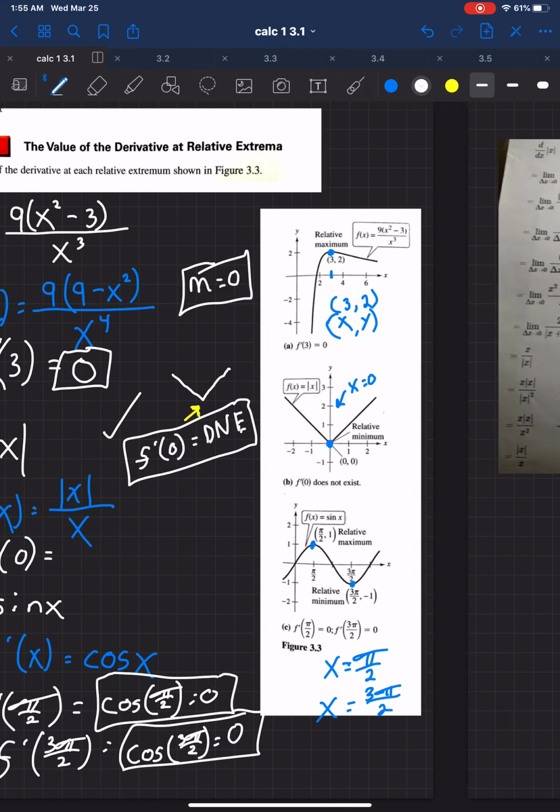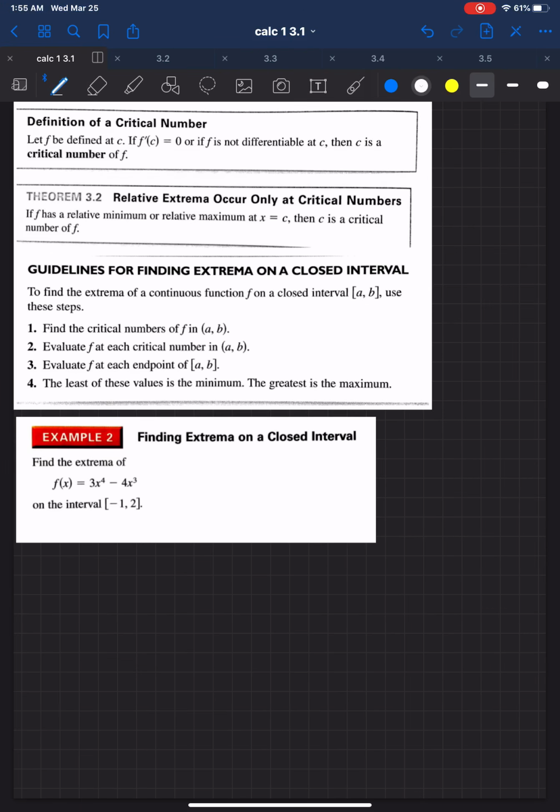Okay. So, in fact, let's start to generalize that into a statement here. Let's start with the definition of a critical number, and then we'll get to the theorem. Ready?